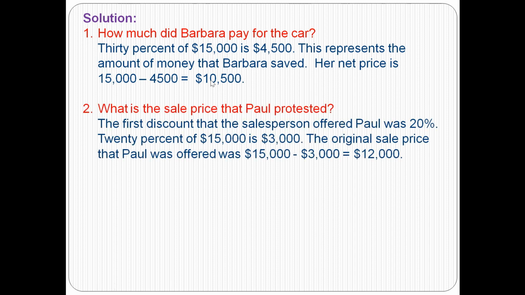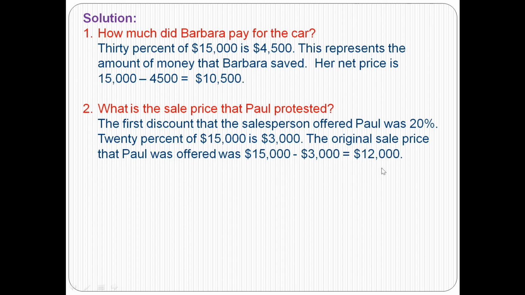Now Paul got 20% first. So let's see how much that was. 20% of 15,000 is 3,000. That means he paid 15,000 minus 3,000, or he paid $12,000.